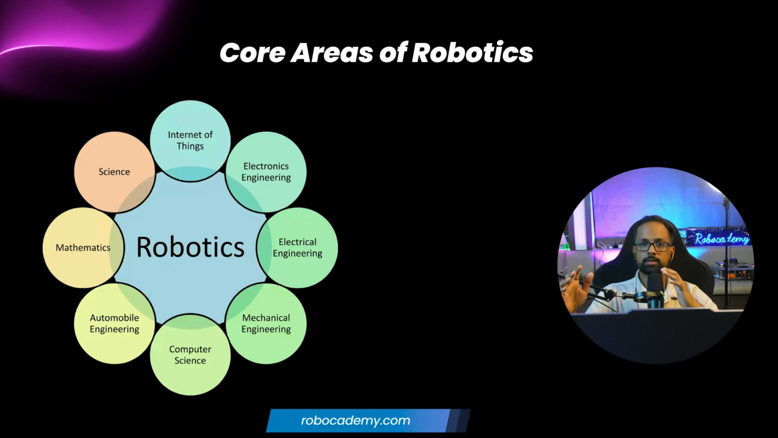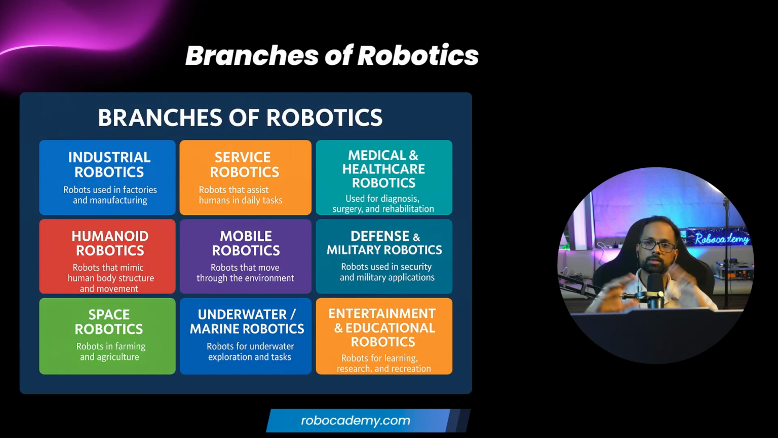And then the next slide is about the specializations in robotics. As I mentioned earlier, robotics is a very big area, a very big topic. So under that, there are multiple specializations. There are industrial robotics, meaning dealing with industrial robots, which are used for manufacturing, mainly in industries. And then service robots for assisting humans, medical robots for surgery and diagnosis, humanoid robots. So humanoid robotics deals with building humanoid robots, which mimic the human body and structure.